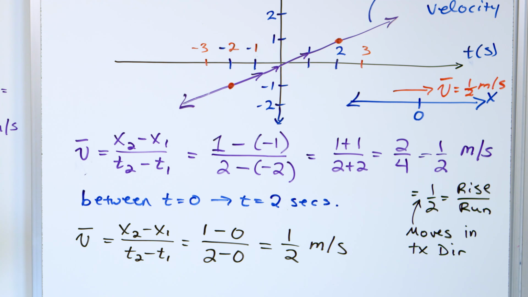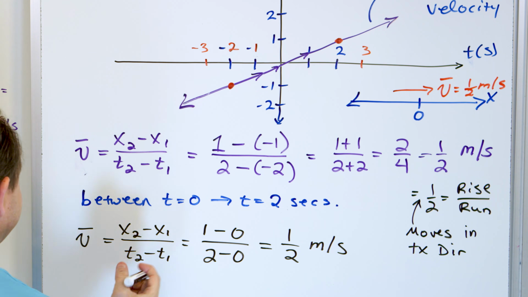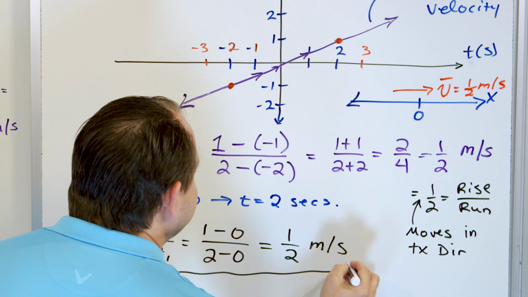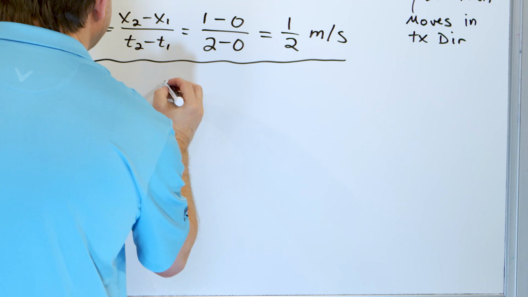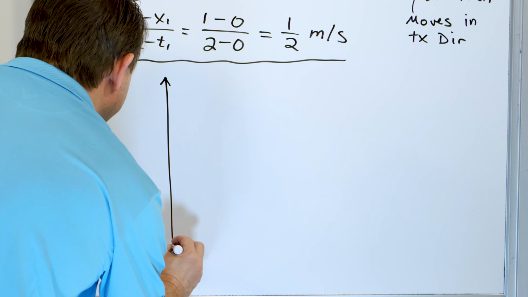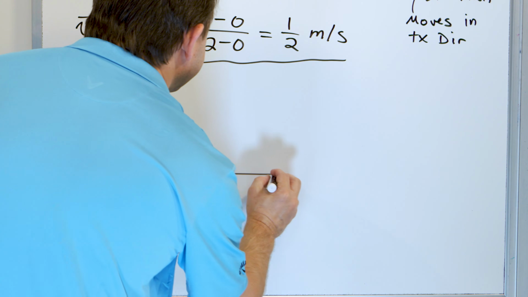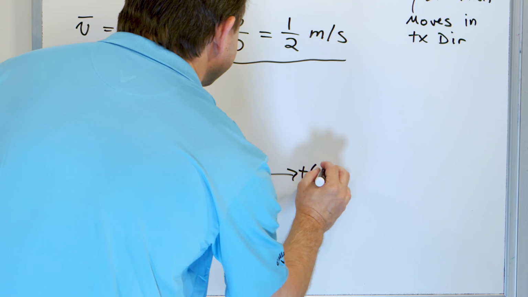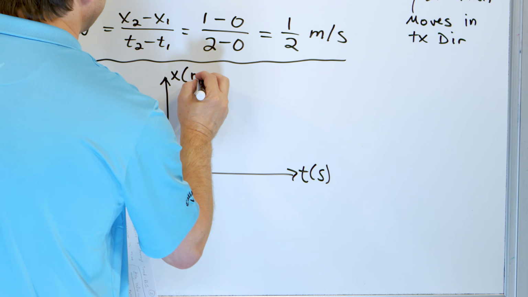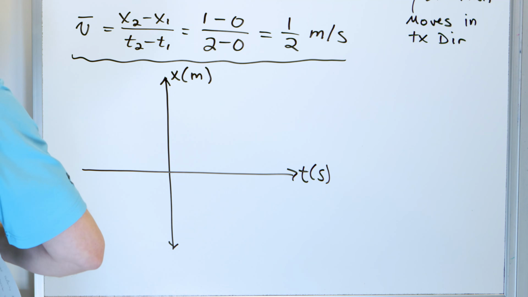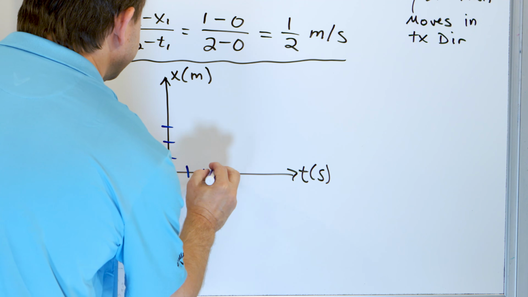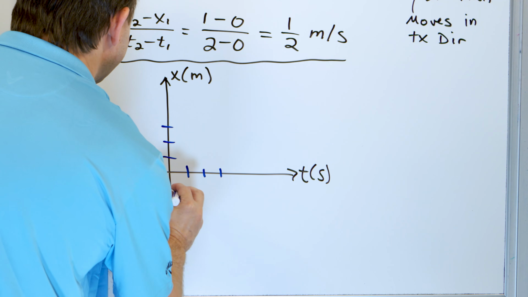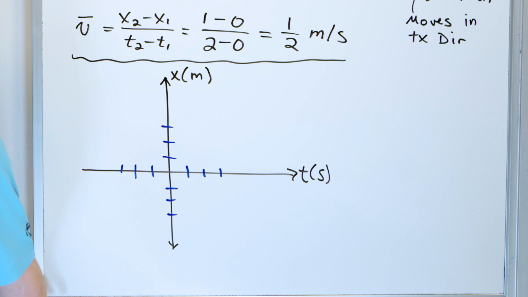So what do you think is going to happen if we make this graph a little bit steeper? Well, the slope of the line will be steeper, so the velocity will be greater. We're not going to calculate this one, but what would happen if we had a situation where the position time graph, this is time in seconds, and this is x in meters. I'm not even going to put any numbers. I'll just put some tick marks here, same as before. I'm not going to label them. I'm not going to calculate this one.